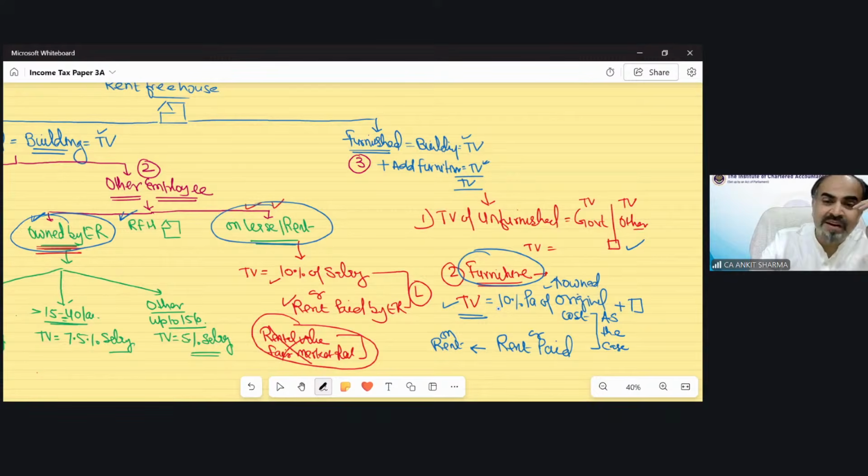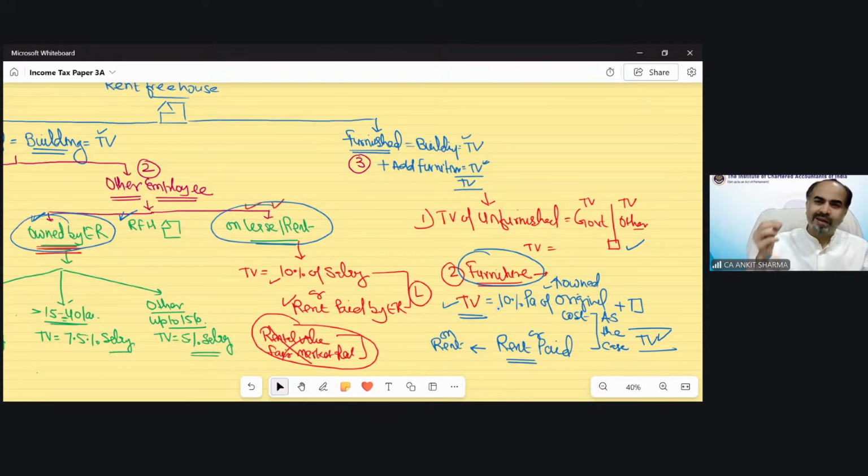And if it has been written that the furniture is also on rent and provided by the employer to you, in that case, furniture charges or rental charges would be there in the question, that you are going to add. So after adding that, that would be the taxable value of the furnished house. Still, it's not difficult till now.